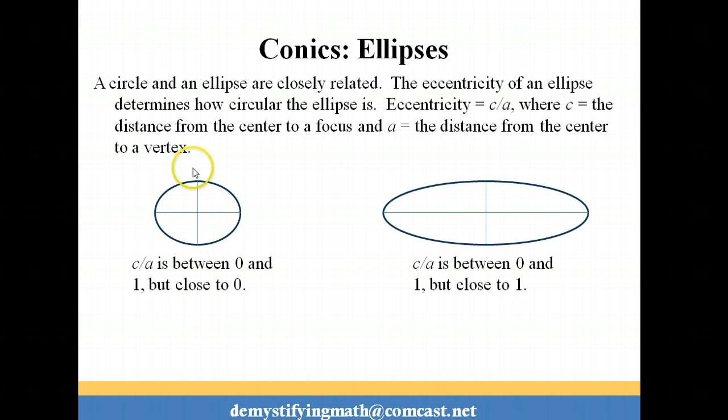Okay, so when your graph is more circular, your eccentricity is closer to 0, but still between 0 and 1. And when it's more elongated, your eccentricity is between 0 and 1, but closer to 1.